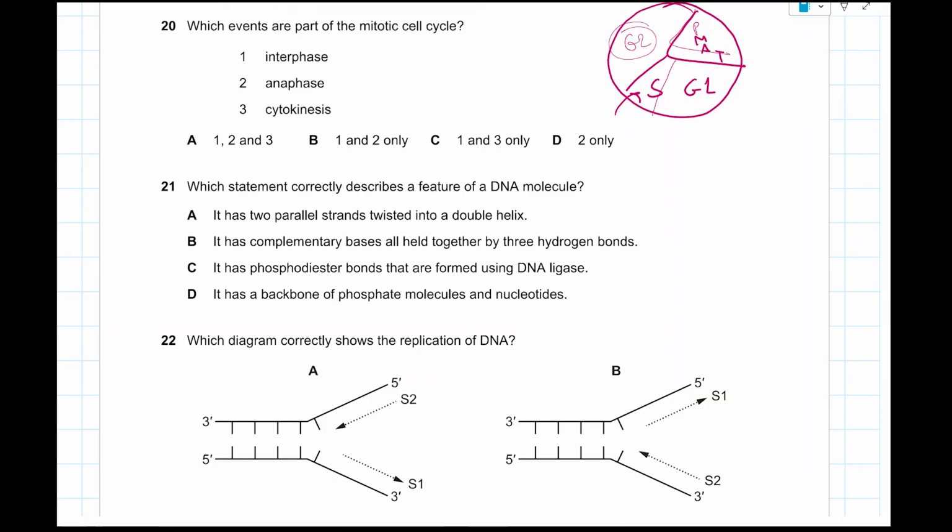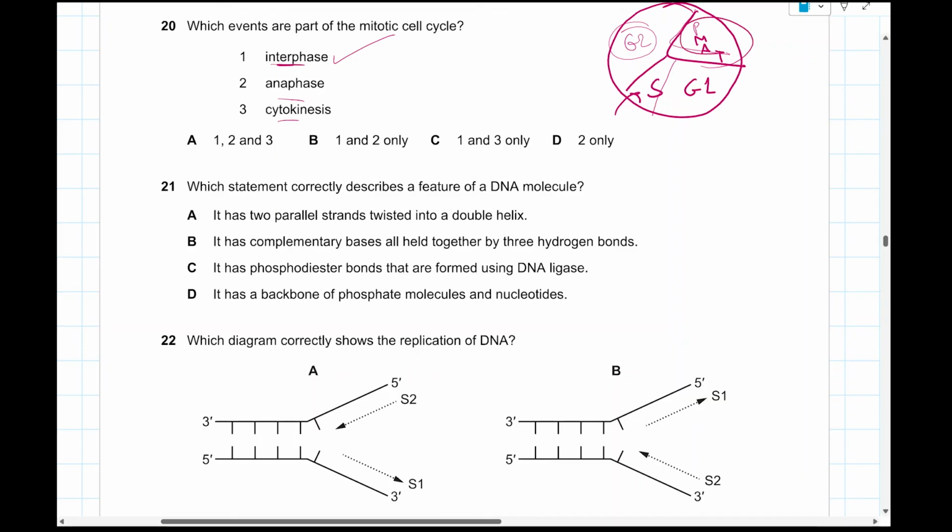Now, let's see the suggestions that we have here. Which events are part of the mitotic cell cycle? We have interphase, anaphase, cytokinesis. So, interphase is what we call everything other than the mitosis itself. So, G1, S, and G2 are part of the interphase, therefore this is correct.